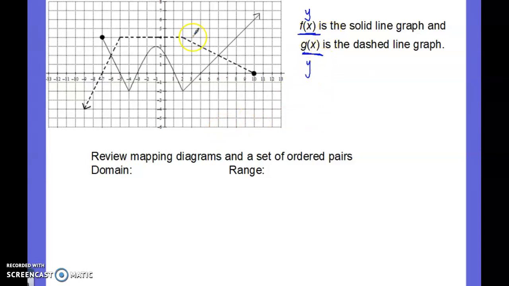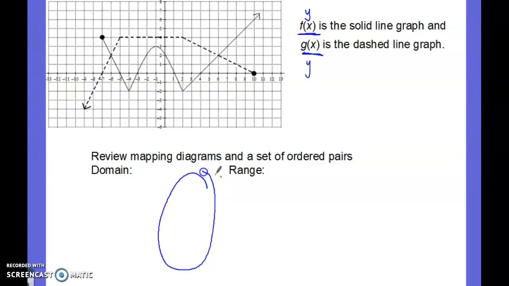So I put this up here first because I believe the next couple slides will actually be looking at the same graph. But I wanted you to be convinced that function notation is necessary, which I know you have seen before. But before we do that, I just want to review mapping diagrams.